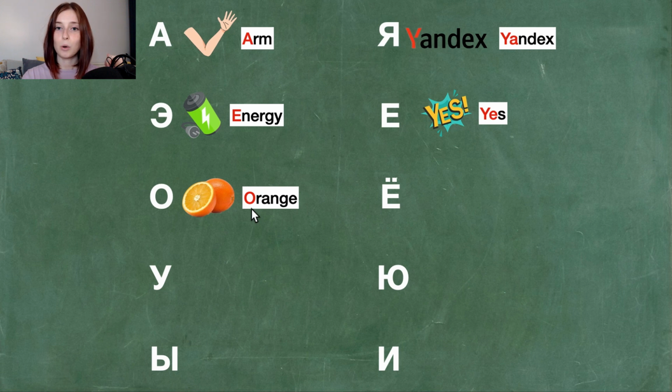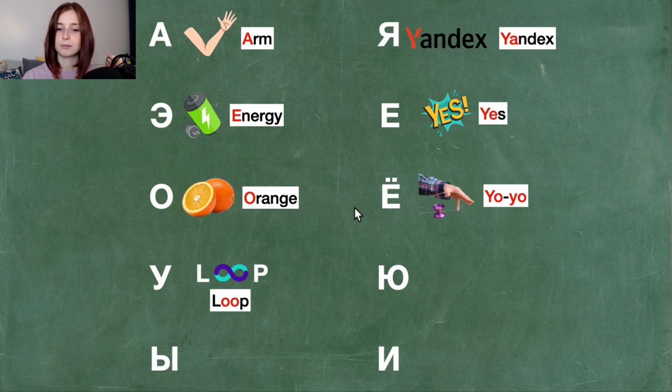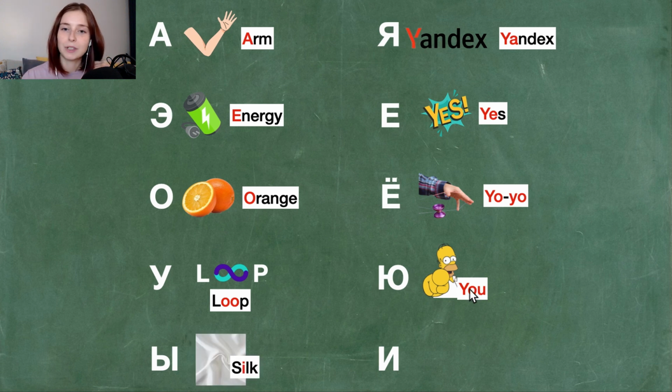The next one is pretty simple. O, like in orange. And this one is yo, the sound yo. Then this one is U, like double O. This is not Y, this is U, and this one is yu. Хорошо. Good.